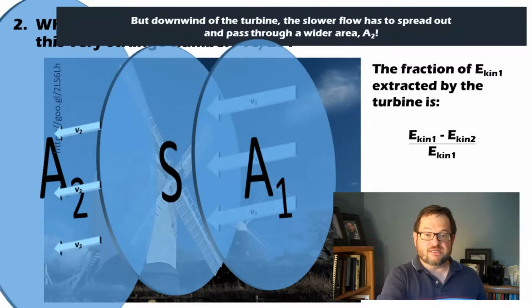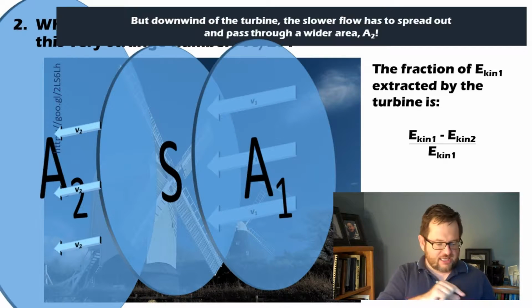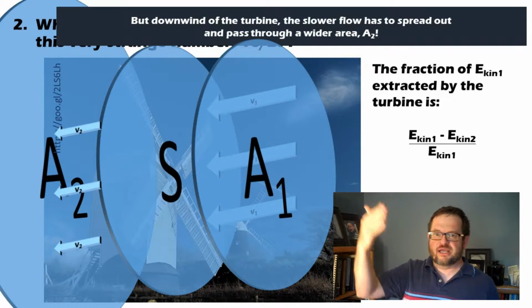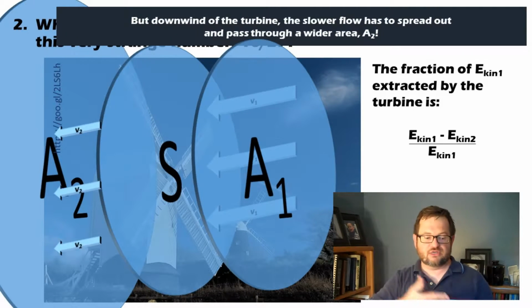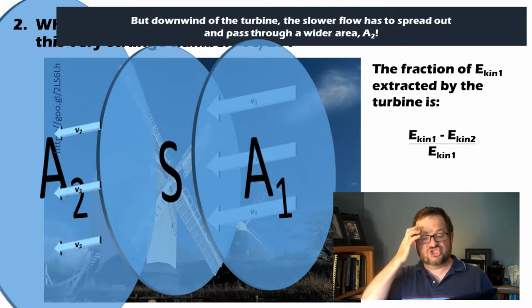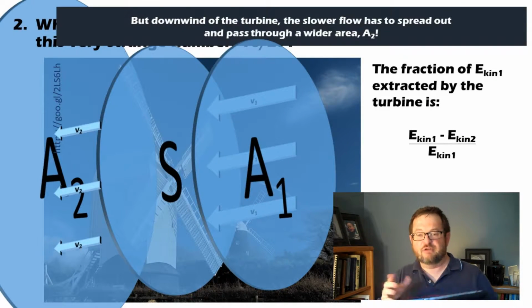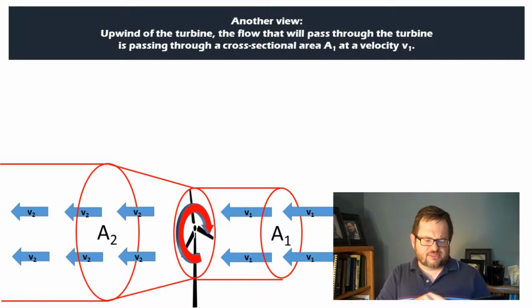Meanwhile, downwind, the air will be passing through another area. Now, that area will be A2, 2 being our subscript, that means downwind, and as it happens, the area that the air that flowed through the turbine will occupy once it goes through the turbine is generally greater than the area of the blades itself. The air will spread out after it passes through the turbine. Now, let me draw that for you a slightly different way here.